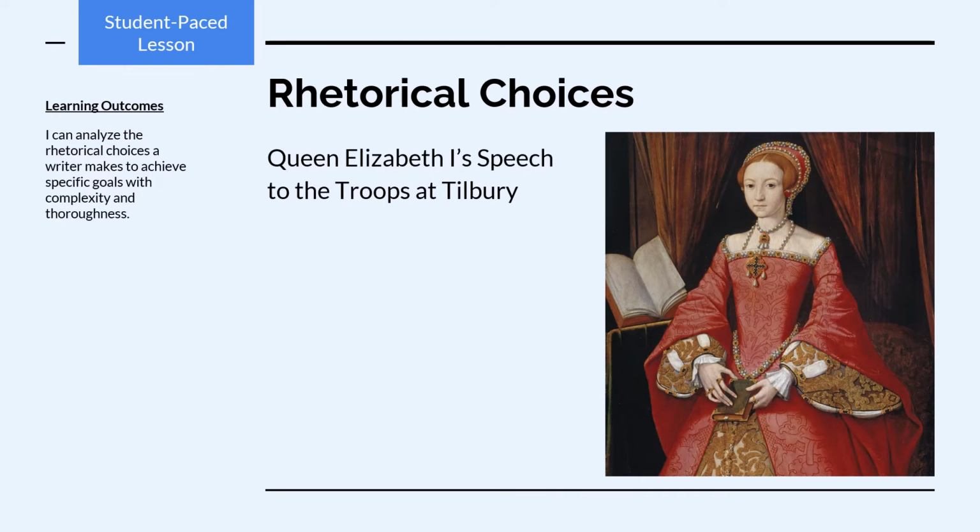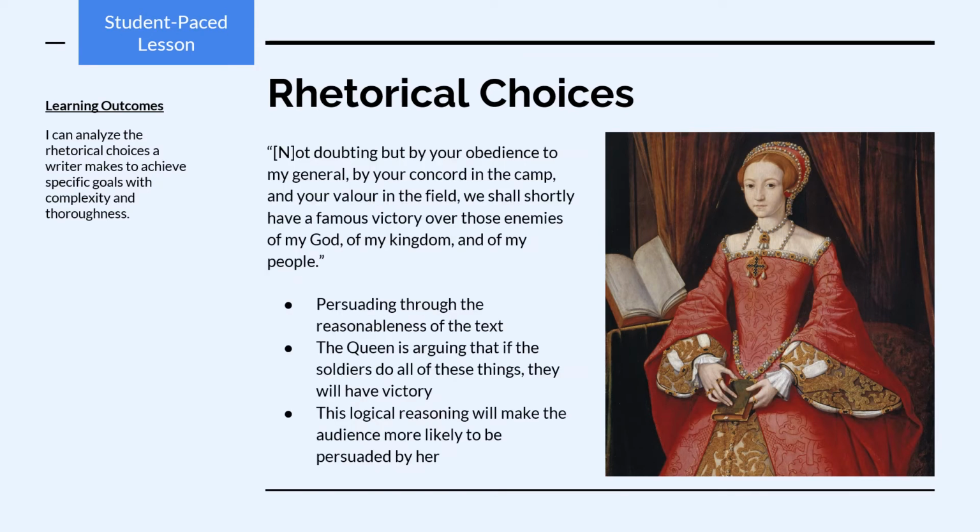Let's look now at some examples of the 3 means of persuasion in action, and we'll start with Queen Elizabeth's speech to the troops at Tilbury. At the end of her speech, the Queen says this: "Not doubting but by your obedience to my general, by your concord in the camp, and by your valor in the field, we shall shortly have a famous victory over those enemies of my God, of my kingdom, and of my people."